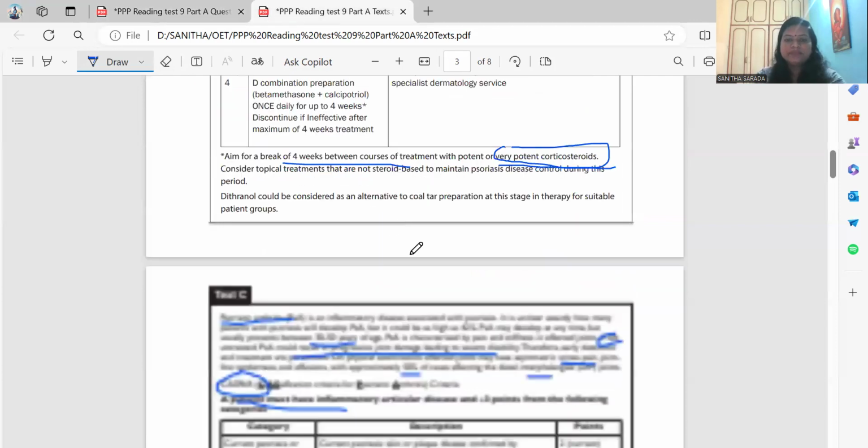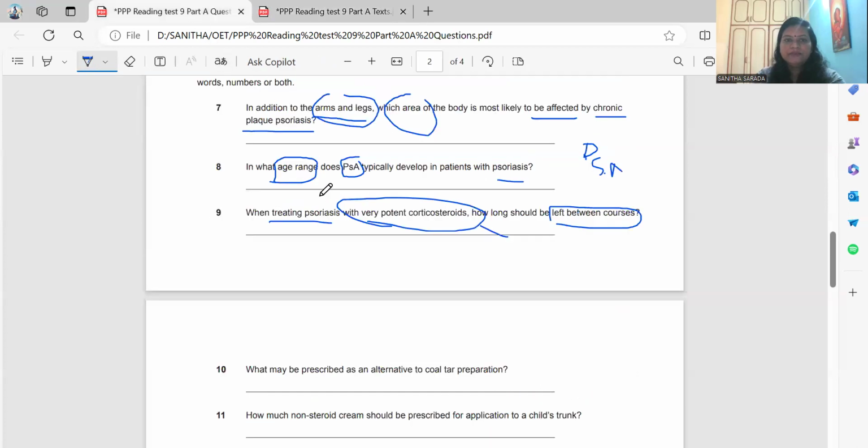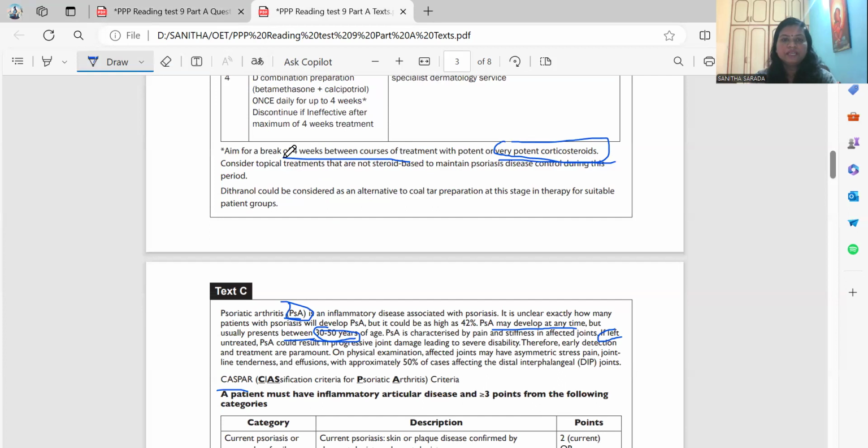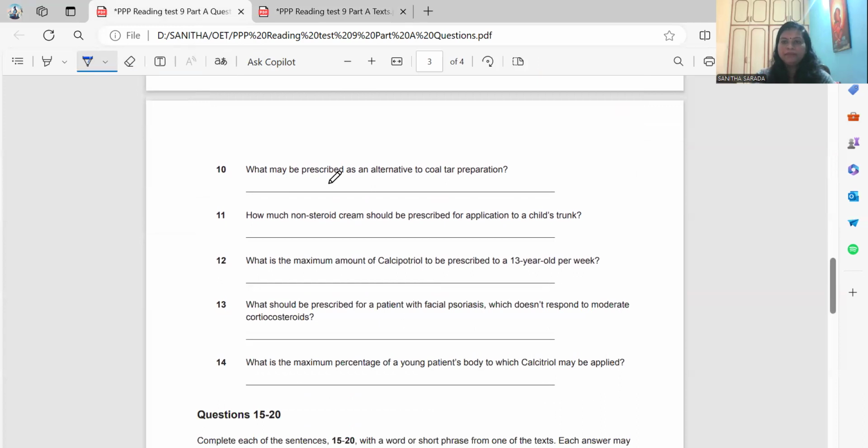So the answer is here: we got very potent corticosteroids. The question: when treating psoriasis with very potent corticosteroids, how long should be left between courses? How long should be left? Aim for a break, left means break, of 4 weeks between courses of treatment with very potent corticosteroids. Okay, got it?